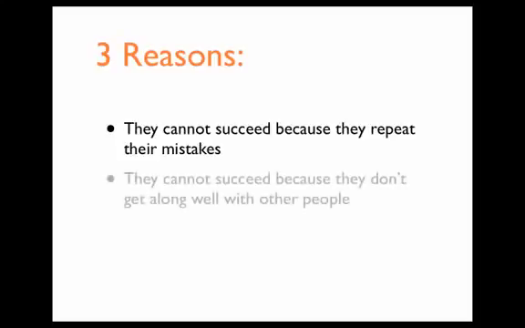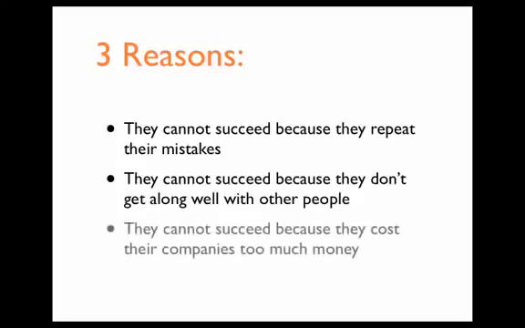Let's try it. They cannot succeed also because they don't get along well with other people. Oh, that makes sense too, right? If they cannot accept criticism, they probably hold grudges, and they just can't stand it when people criticize them, and as a result, they just don't get along well. That makes sense. Now, reason number 3. They cannot succeed because they cost their companies too much money. And this also makes sense. If they keep repeating their mistakes, they're going to cost their companies too much money. That's going to be the hardest step, really.